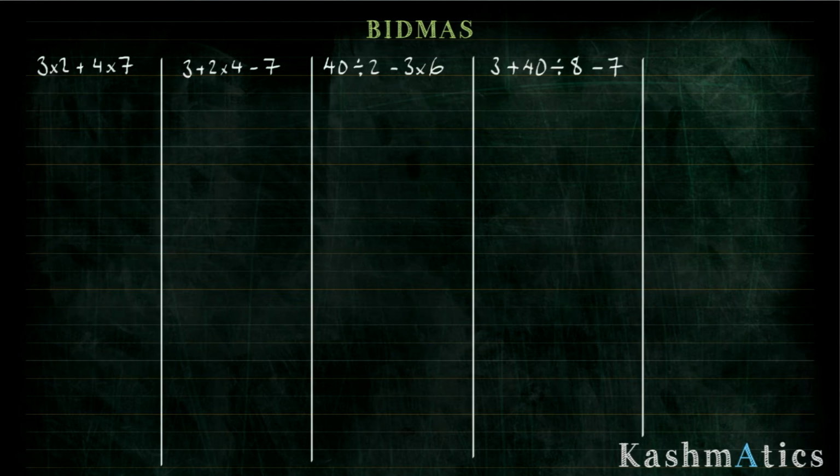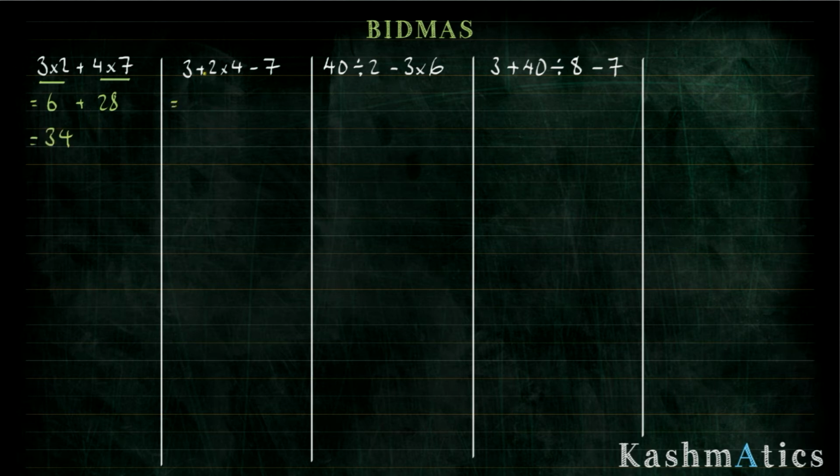So let's have a look at these 4 examples. Now this first one, are there any brackets? No. Are there any indices? No. Are there any divisions? No. Are there any multiplications? Yes, there's 2 of them. Okay, so there's a multiplication here and here. So we need to do those first. 3 times 2 is 6, plus whatever 4 times 7 is, which is 28. And because there's only one operation left, we can just do it. 6 plus 28 is 34.